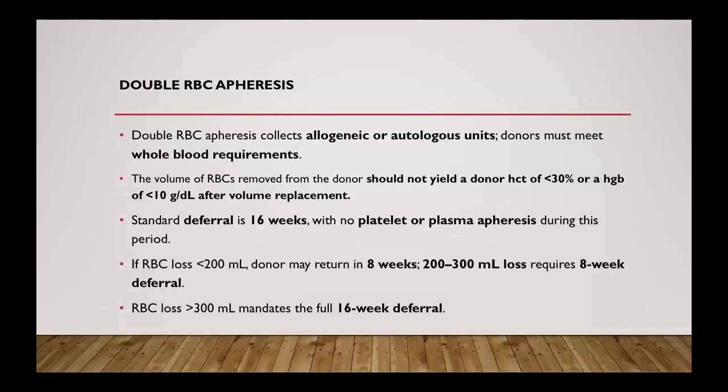And if the loss is more than 300 milliliters, this always mandates the full 16-week deferral program for double RBC apheresis. So these two points are for when blood is lost during apheresis. Of course, this is an incomplete apheresis. If it is not complete but the blood was already lost, we have to consider all this protocol for deferral of that donor.